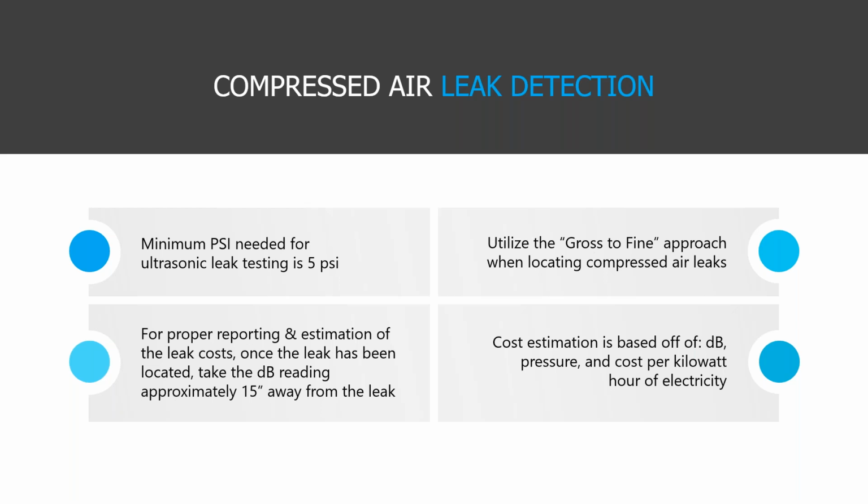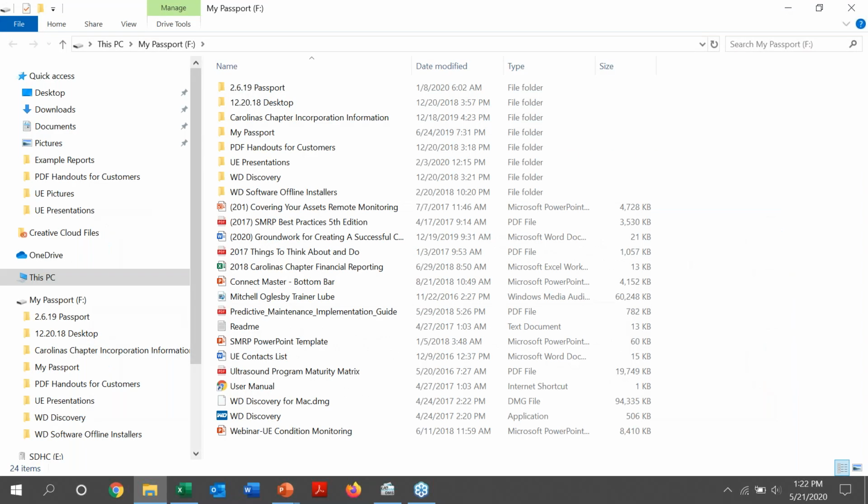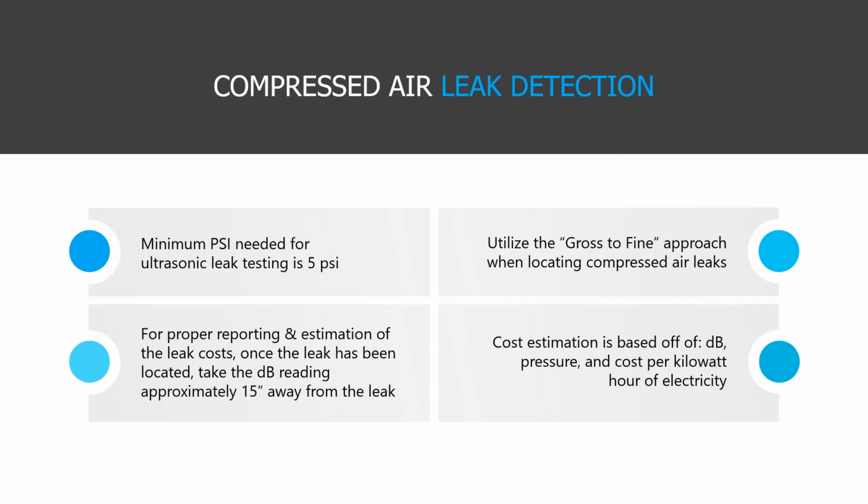What I mean here by utilize the gross to fine approach is, if you've ever been through any of our training classes, we teach this as a method to locate where the compressed air leak is coming from. It relates back to the sensitivity adjustment. All of our instruments have a sensitivity adjustment. The maximum sensitivity setting gives me the most broad field of view to be able to scan an area. So when I go out into my plant, I want to pick out an area where I want to scan for compressed air leaks.